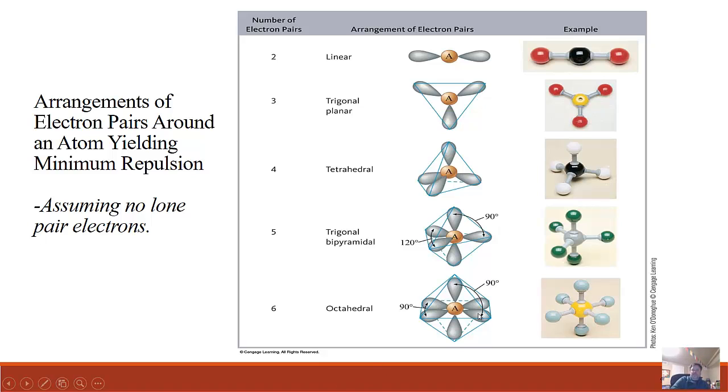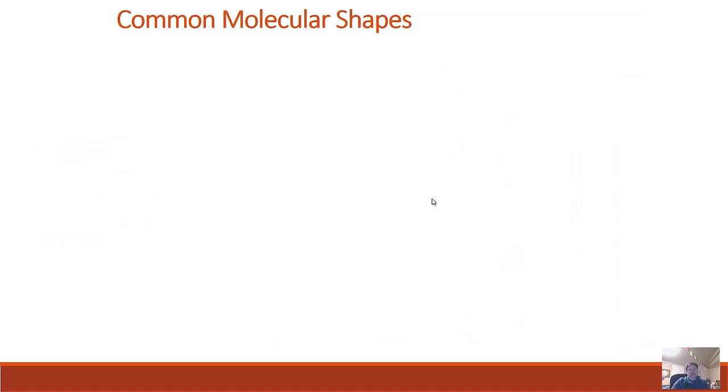And then finally, with octahedral, everybody is at 90 degrees. Okay. Now, everything we've talked about so far does assume that there are no lone pairs. Lone pairs are going to shift these angles. They're going to decrease the angles between the atoms because, as we said, the lone pairs have a tendency to repel more than the bonded pairs.